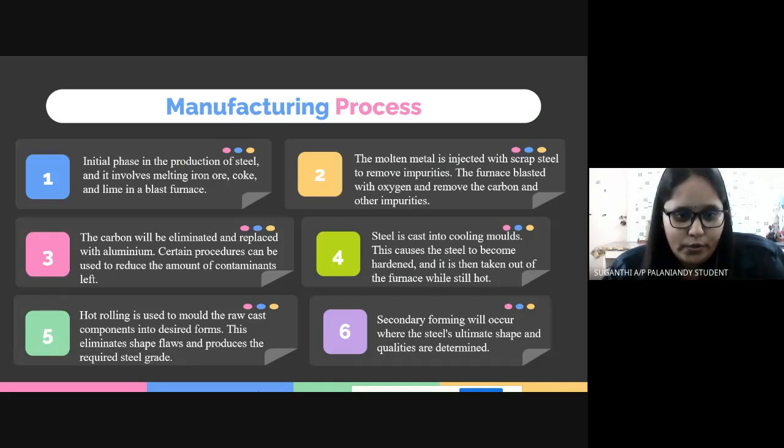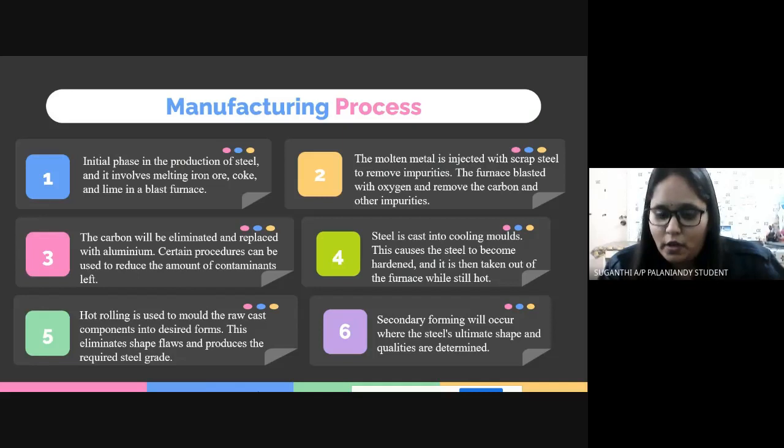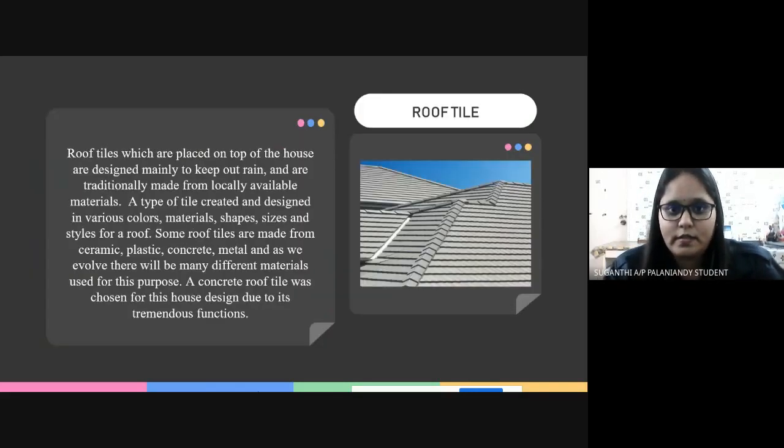After that, hot rolling is used to mold the raw cast component into desired forms. This eliminates shape flaws and produces the required steel grade. And finally, secondary forming will occur, where the steel's ultimate shape and qualities are determined.